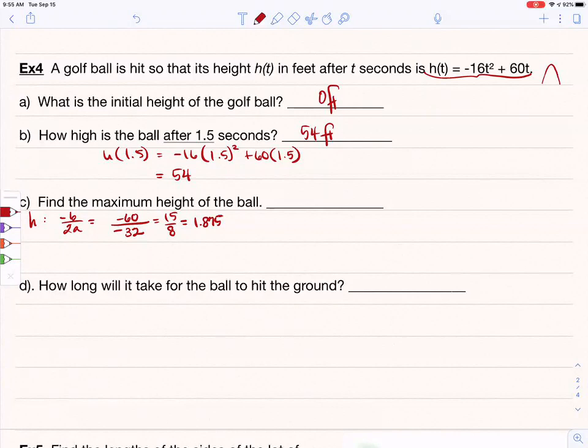Okay, so now to find the maximum height, I need my K value. So that's going to be H of 1.875. I'm going to need someone to punch buttons for me. Negative 16 times 1.875 squared plus 60 times 1.875. All right, who has that? 56.25. 56.25 what? Feet. Dylan, what did you get with the 1.88?